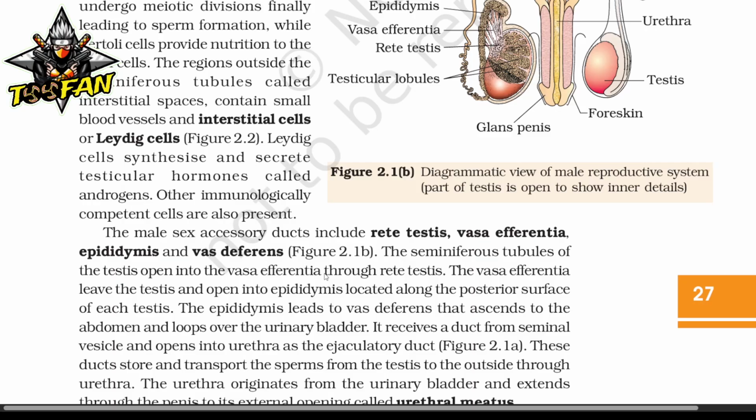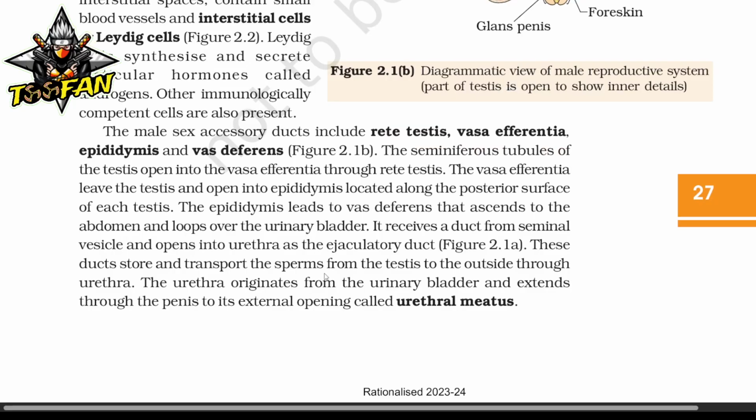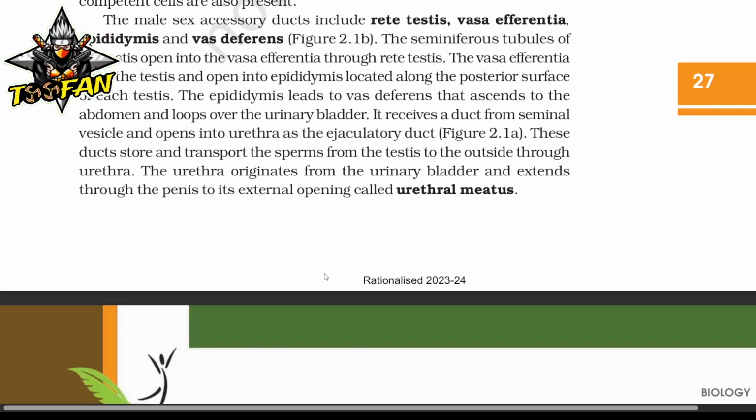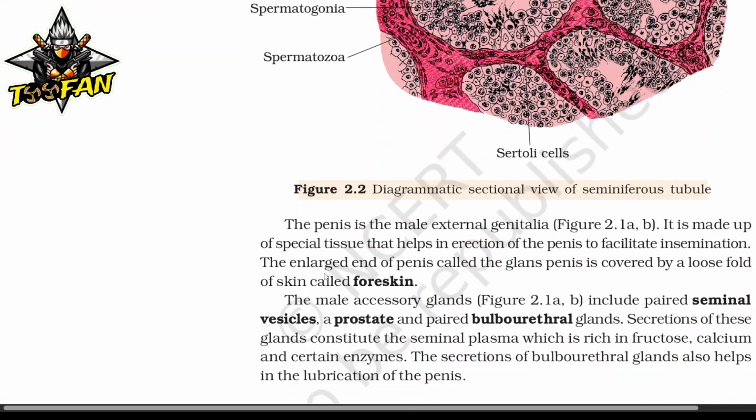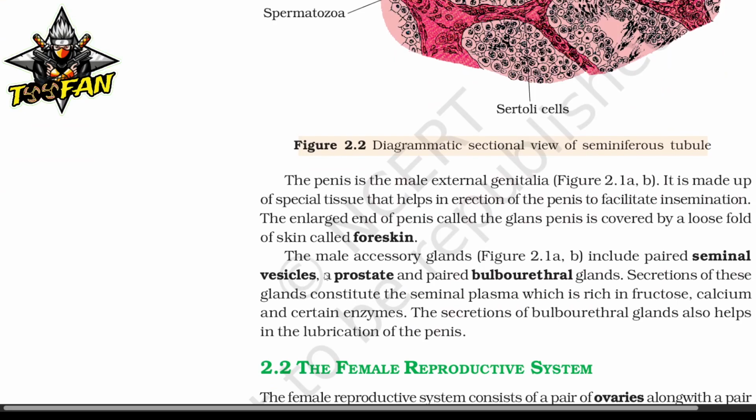These ducts store and transport the sperms from the testis to the outside through the urethra. The urethra originates from the urinary bladder and extends through the penis to its external opening called the urethral meatus. The penis is the male external genitalia. It is made up of a special tissue that helps in the erection of the penis to facilitate insemination. The enlarged end of the penis, called the glans penis, is covered by a loose fold of skin called foreskin.